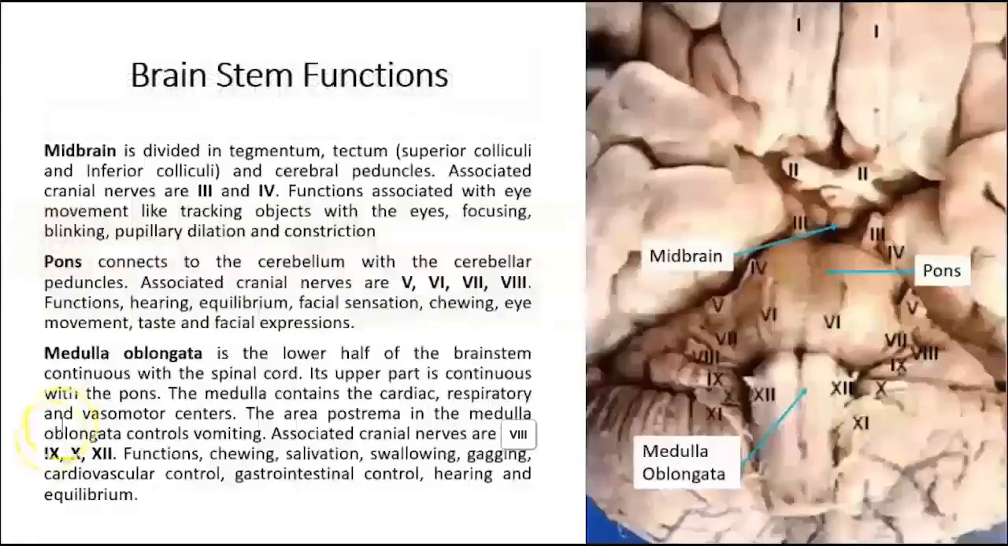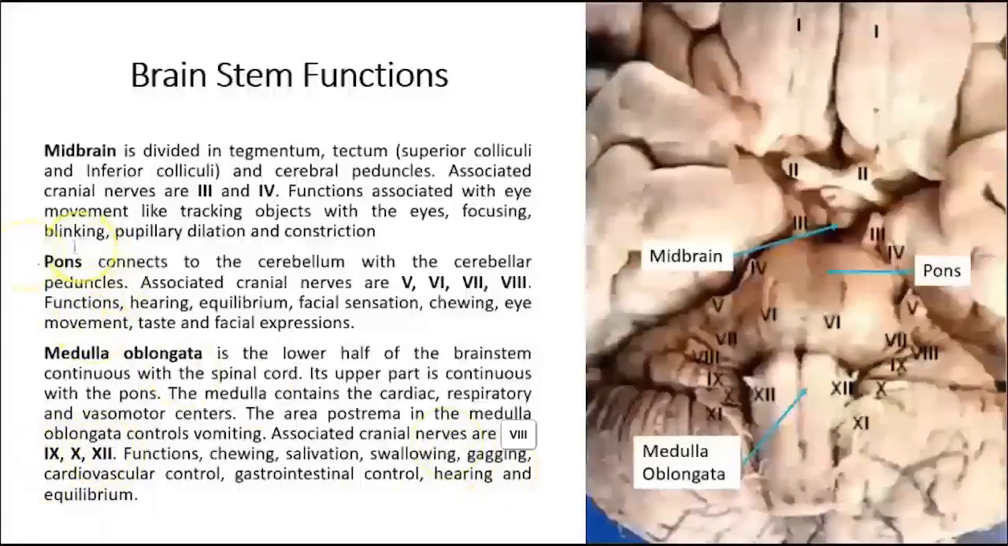The medulla oblongata, and we can see here again the nerves. Number 9 is glossopharyngeal, that's for the tongue. 10 also works with the tongue, and 12 is hypoglossal, also with the tongue functions. Chewing, salivation, swallowing, gagging, because everything has to do with all these cranial nerves. Also, don't forget that we have cardiovascular control as well as gastrointestinal control. Remember I told you cranial nerve number 10 is vagus, and that one goes all the way down to your abdomen and thorax in order to control the heart, control gastrointestinal movements.